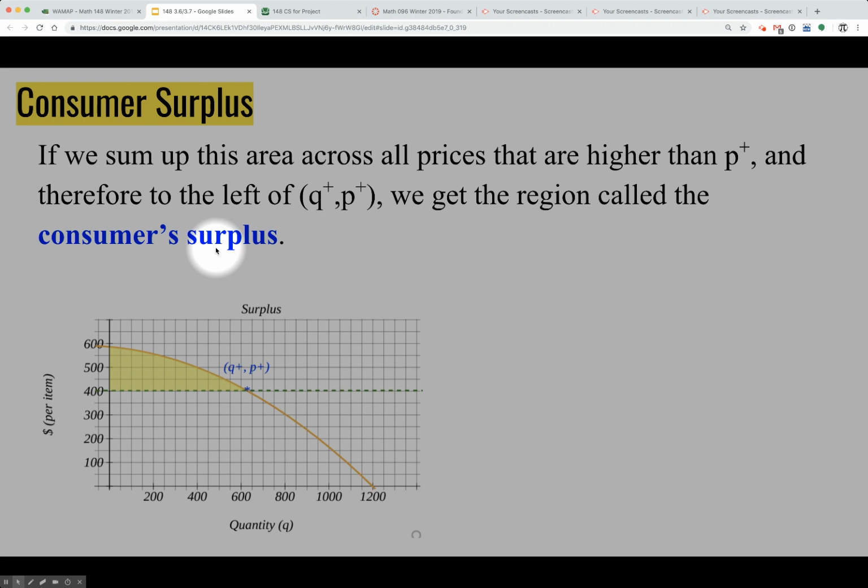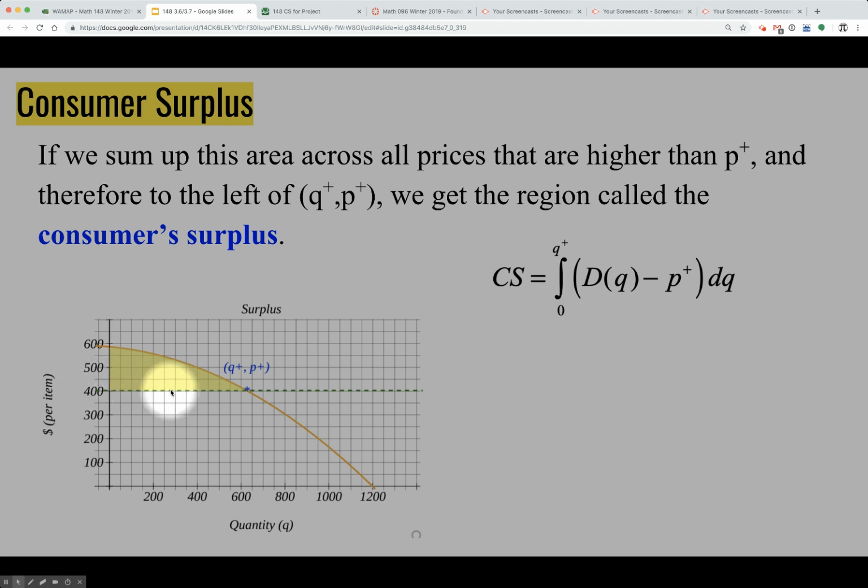It is an area. And so in terms of integrals, the consumer surplus is equal to the integral from 0 to Q plus. So let's look at the limits of integration first. We start at a quantity of 0, which makes sense here.